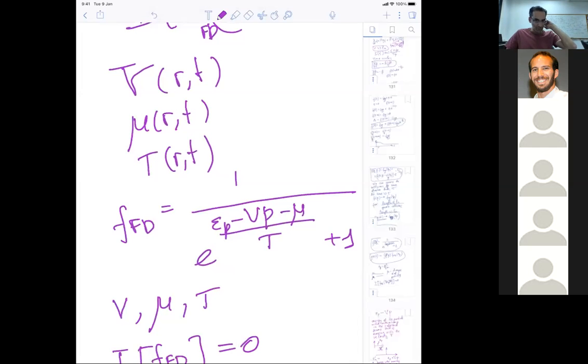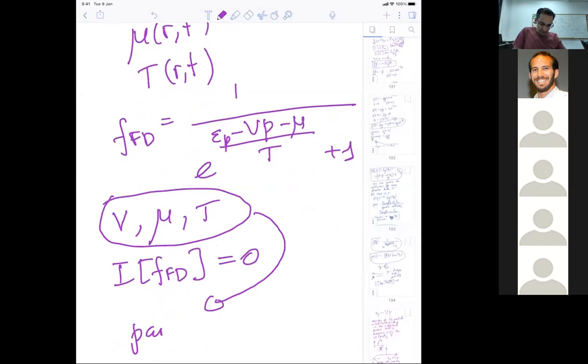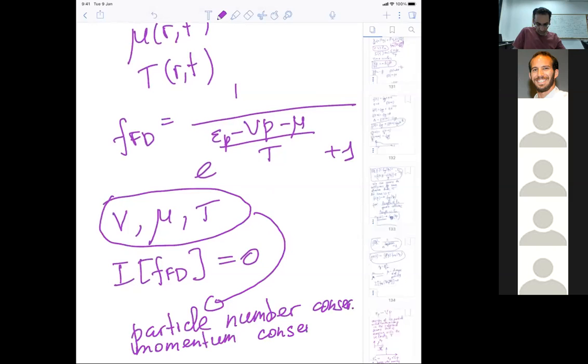Now, when I look at these 3 modes, I can relate these 3 quantities to the particle number conservation, momentum conservation, and energy conservation. And these would be our favorite hydrodynamic degrees of freedom.